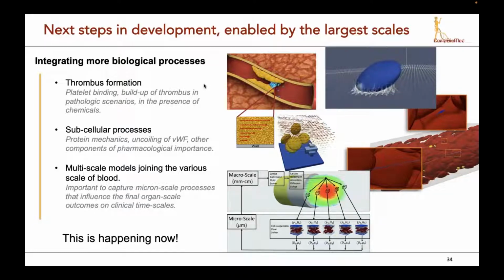And in order to bridge these scales, we need to do various things. On the one hand, we introduce multiple subcellular processes, like uncoiling of von Willebrand factor and other protein behaviors, in the cellular simulations that already require really high computational power. But this in itself is not enough to get to the actual organ scale simulations.